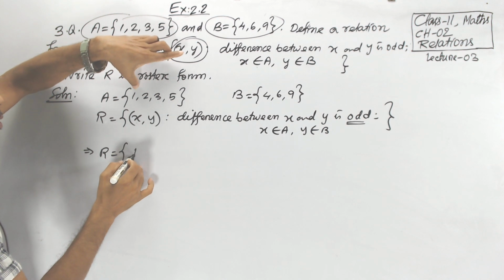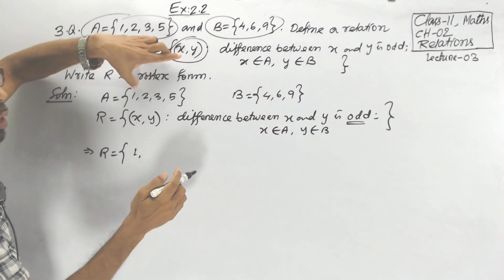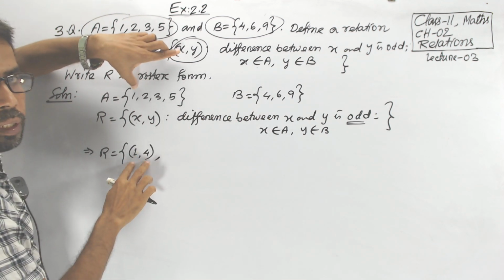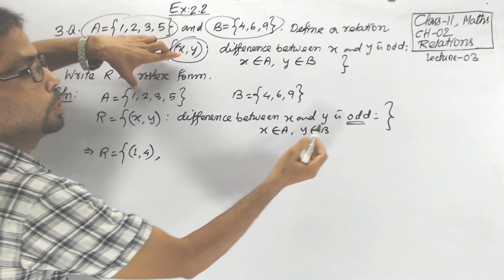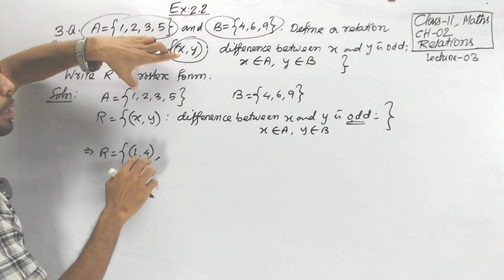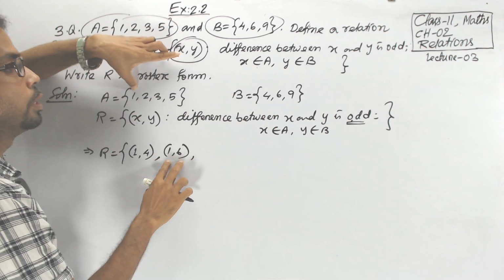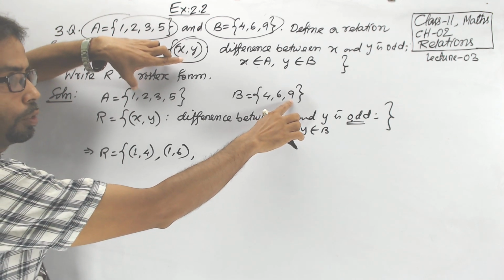If I take 1 from the first set, then which numbers from the second set will make the difference odd? 1 and 4 is possible. The difference is 3. The difference may be positive or negative, but it should be odd. So it is odd, and it is correct. I can take this pair. Then 1 with 6 is also possible because the difference is 5, which is odd. Then 1 with 9, the difference is 8, not odd, so I cannot take it.